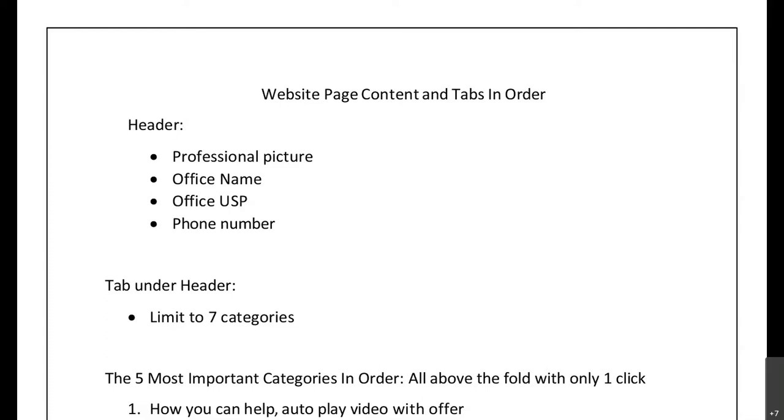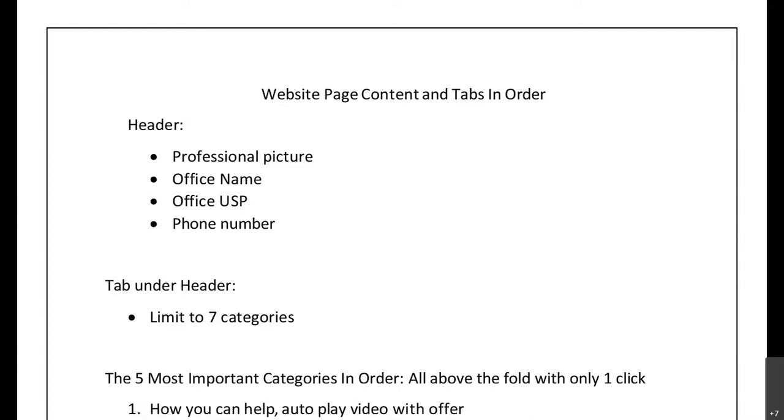So in the header, pictures have to be tagged. The Google bots cannot read a picture, so it has to be tagged properly for your keywords. You definitely want to use a professional picture. Don't use a glamour shot. You want a professional picture. Office name. We already talked about the importance of, if you don't have the keyword category or location in your office name, then make sure you put it in that header anyway. So it would be, so-and-so office, chiropractor in location, whatever. So it's in that header.